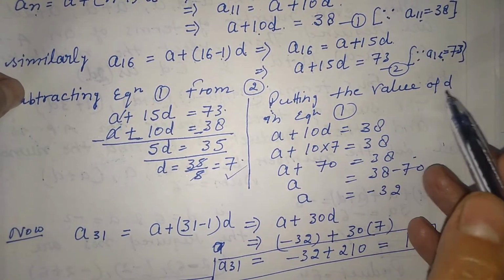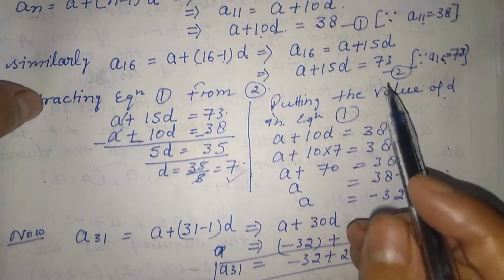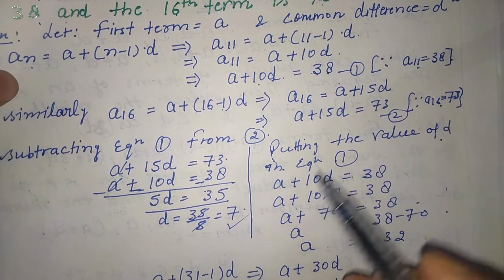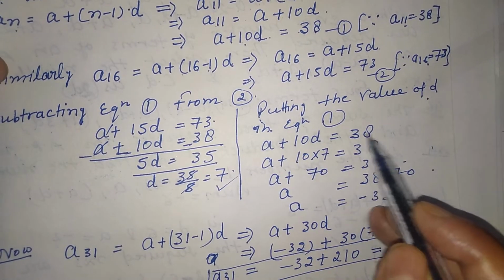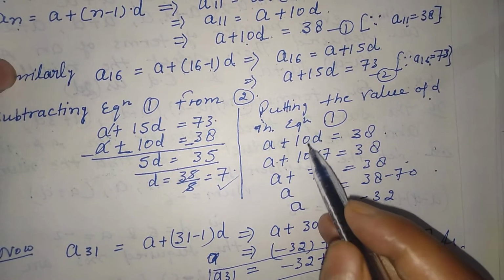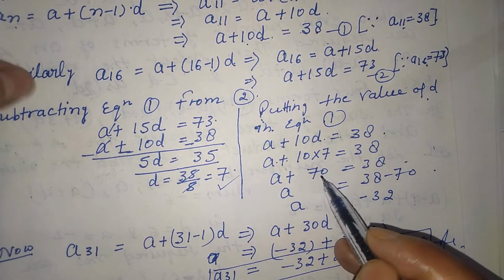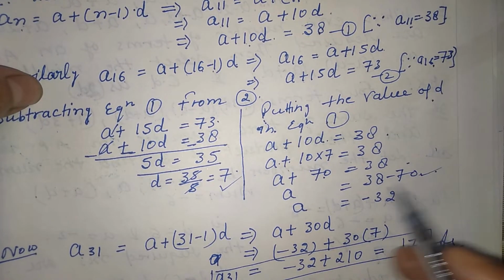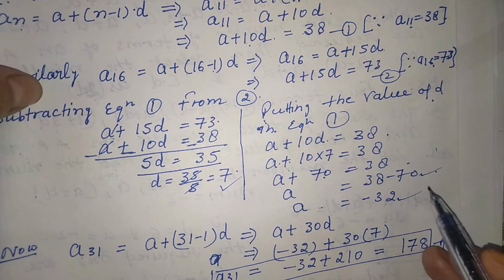Now putting the value of d in equation first, or we can put this value in the second also. a plus 10d is equal to 38. So a plus 10 into d, which is 7, that is 70, is equal to 38. On transposing, 38 minus 70, we will get here a is equal to minus 32.